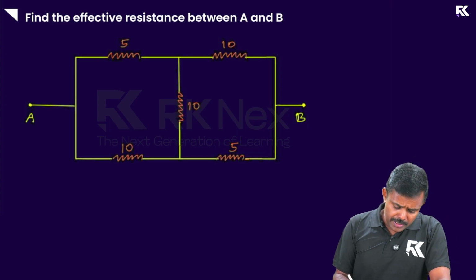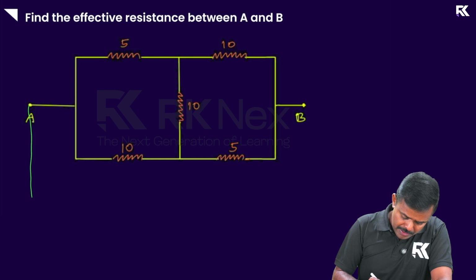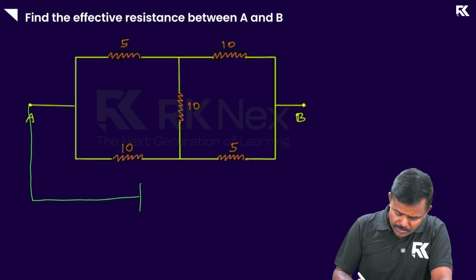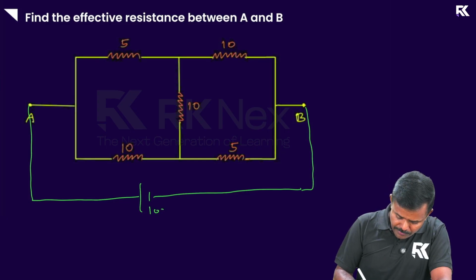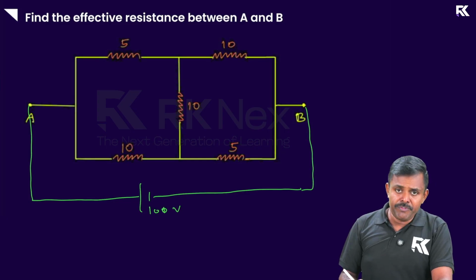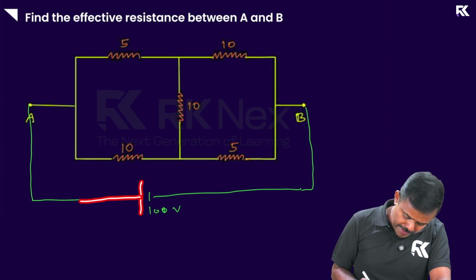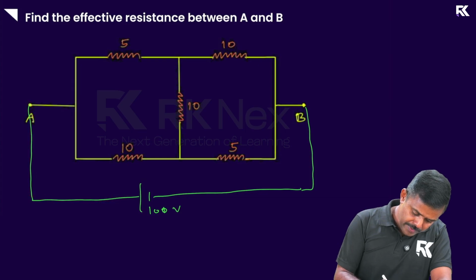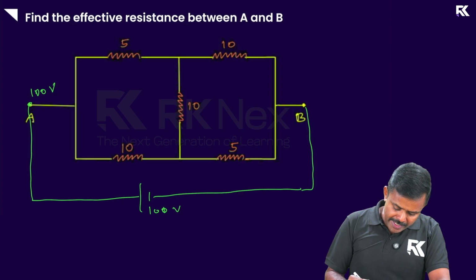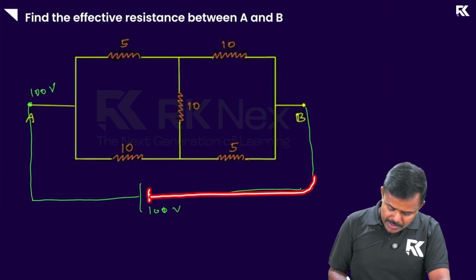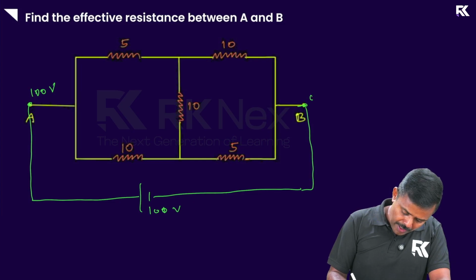What you can do is connect some random cell across this. I'm going to put 100 volts here. Now, if that is 100 volts, the left end of this has to be at 100 volts, and the right end, the negative terminal, is at 0 volts. That is the meaning of the potential difference being 100.